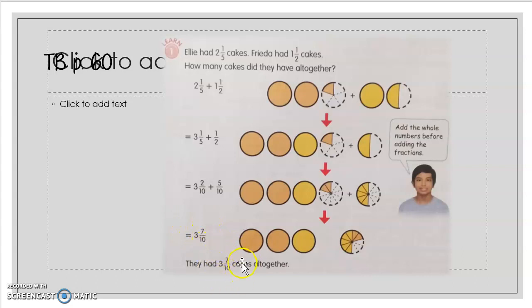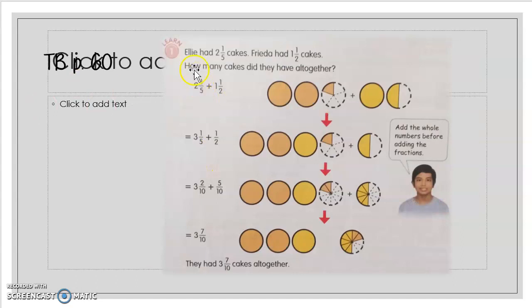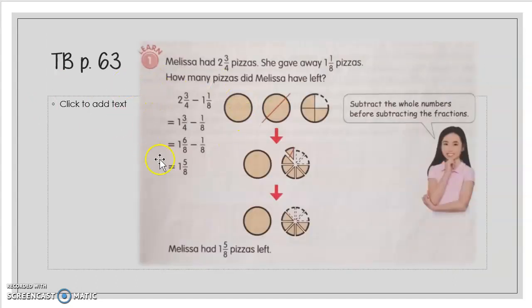Okay, this one is about the cakes altogether. Okay, now how about this? Melissa had 3 over 4 pizzas. She gave away 1 over 8 pizzas. How many pizzas did Melissa have left? She gave away, and then the question asks how many left. Of course, you have to minus, right? So this case will be the same as before, but that one was addition. This case is a subtraction, because this question asks how many are left, right?